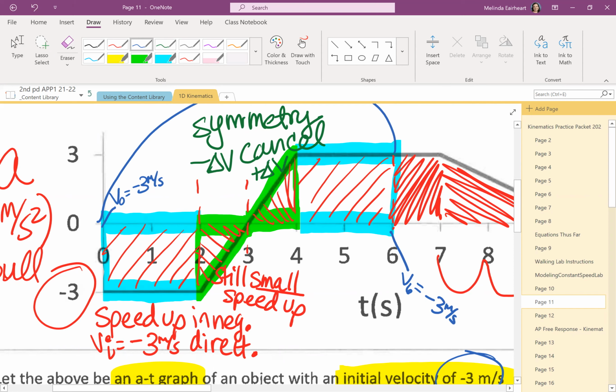How? Let's do some math, okay? Base times height. In the first 2 seconds, we have a negative area, a negative change in velocity, so that -3 is going to become more negative. Well, it's 2 seconds by -3, so it's an area of -6. And so when we put that with our original -3, at the end of 2 seconds, our velocity is -9.